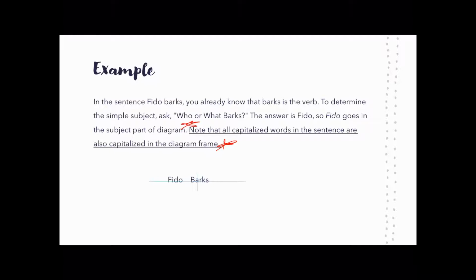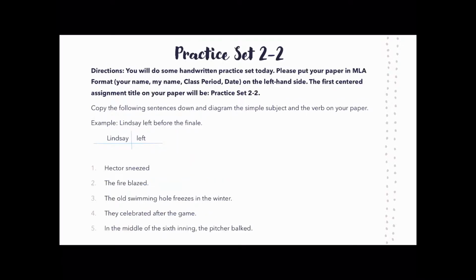So let me make this look normal. My handwriting is not as good as the typing, obviously, but let me show you. So Fido is our subject. Fido does what? Fido barks. And I even have an error here because I have this B capitalized. Okay, so Fido barks is my diagram for this one.